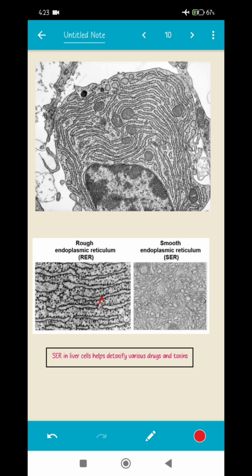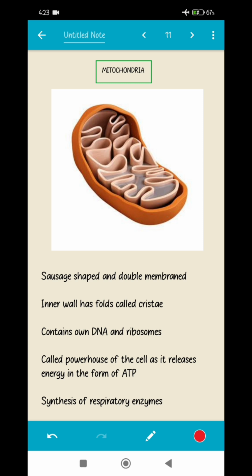So we know one thing, that the liver helps in detoxification of various toxins. So who does it in the liver? The smooth endoplasmic reticulum in the liver cells. Very important. Now coming to another cell organelle, the mitochondria.